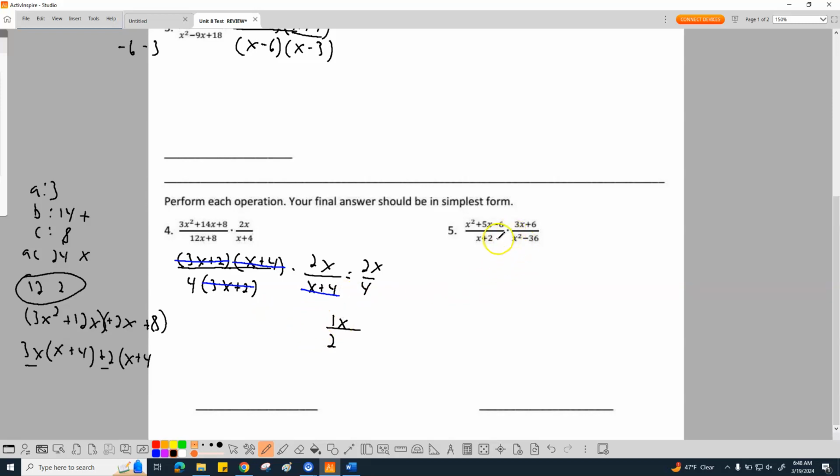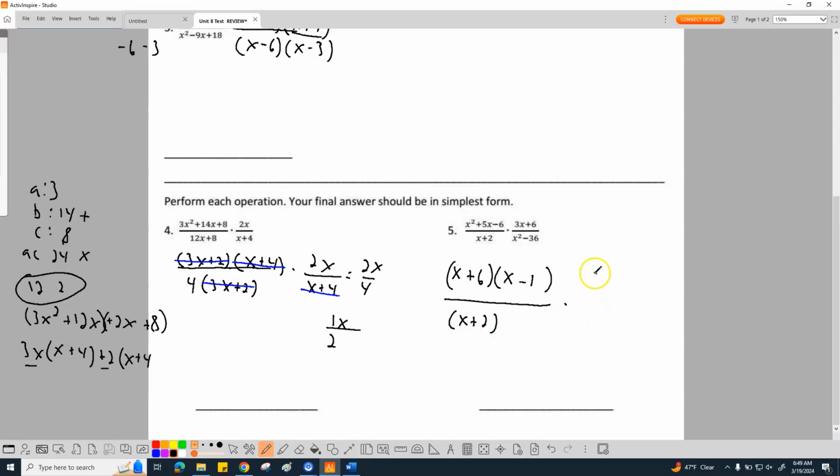This one is basically the same thing. I'll go ahead and set up some of the factoring for you. So you have the x, let's see, it's x plus 6, x minus 1. For the top, I factored this one right here. I just did it in my head. Positive 6 and negative 1, when you multiply them together, it gives you negative 6. And when you add them together, it gets you 5. So I have my x plus 2 down here.